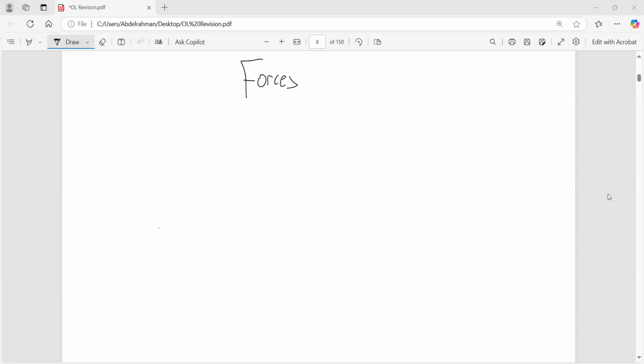Okay. Forces. One of the quite important lessons we have in our syllabus. When we talk about forces, we usually say that we want to find the resultant force. Most of the questions ask us to find the resultant force.